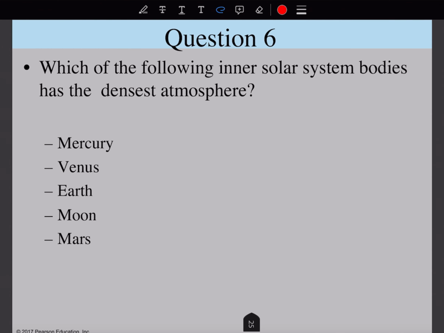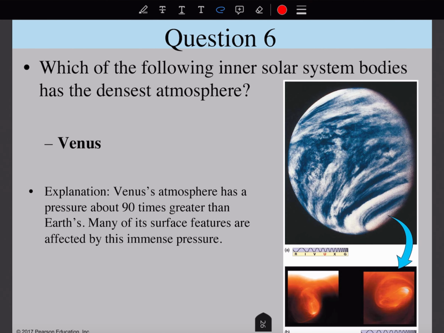Next question. Which of the following inner solar system bodies has the thickest atmosphere? And it's going to be Venus. So Venus has the thickest atmosphere out of the rocky planets.